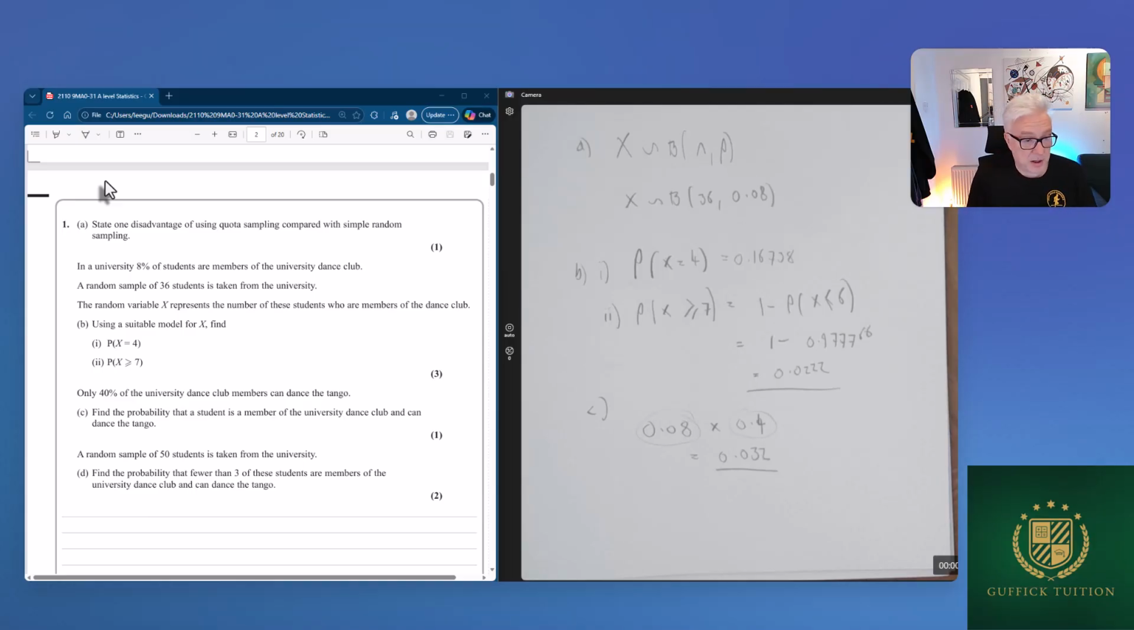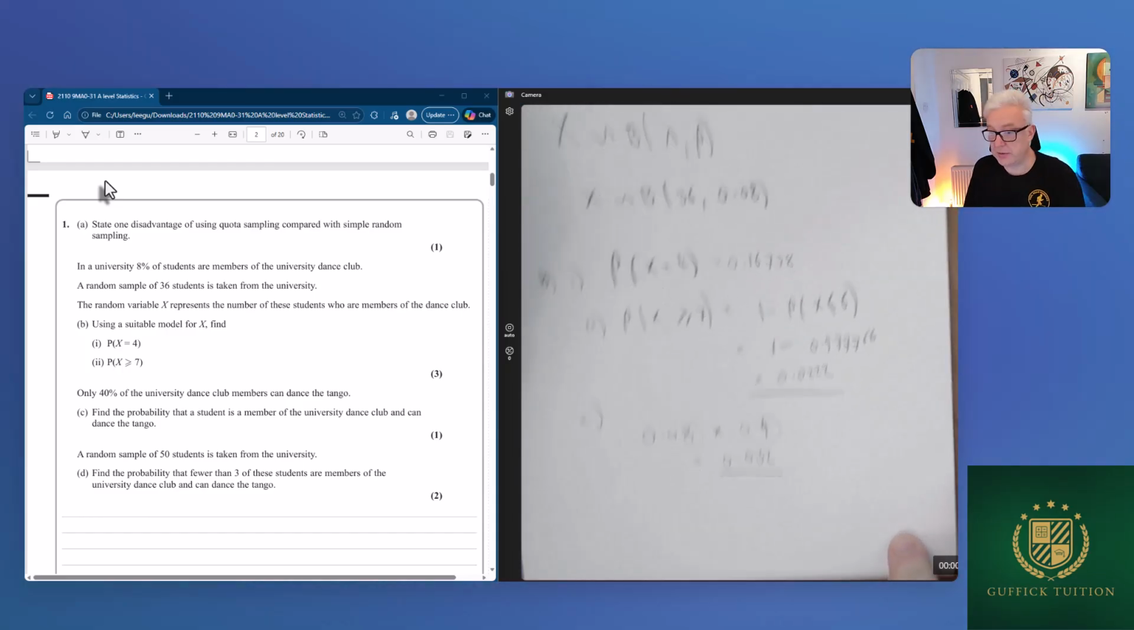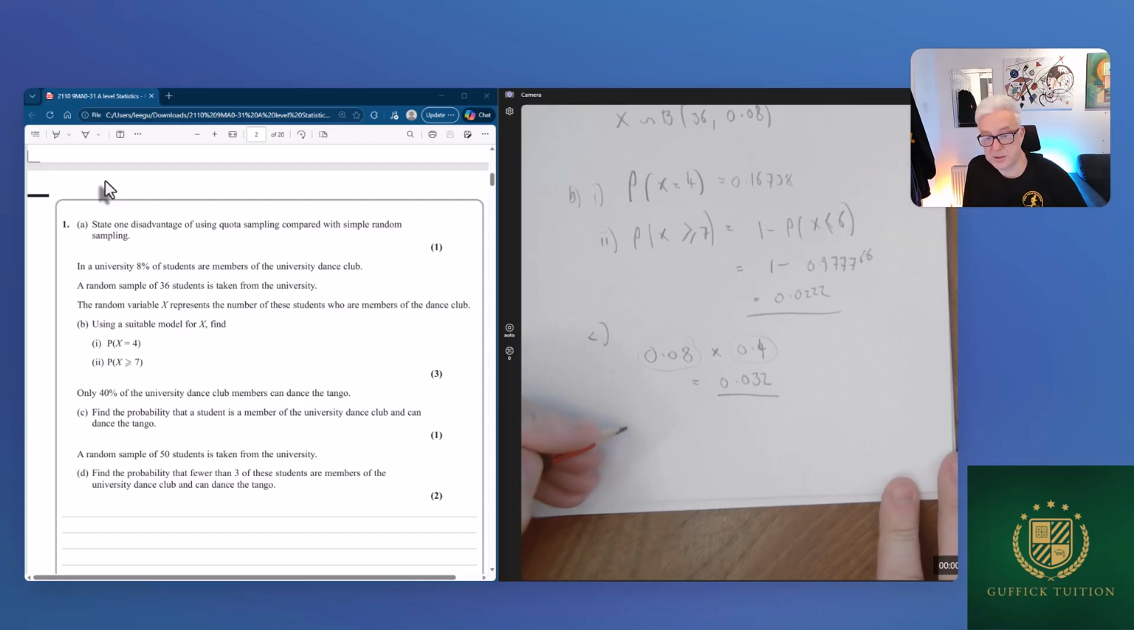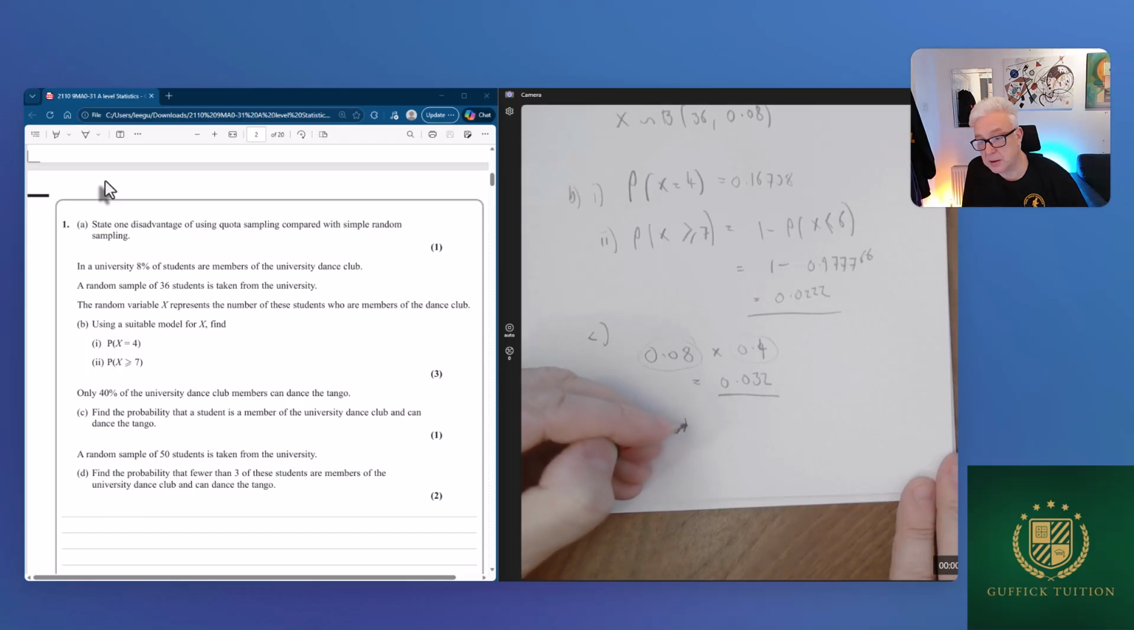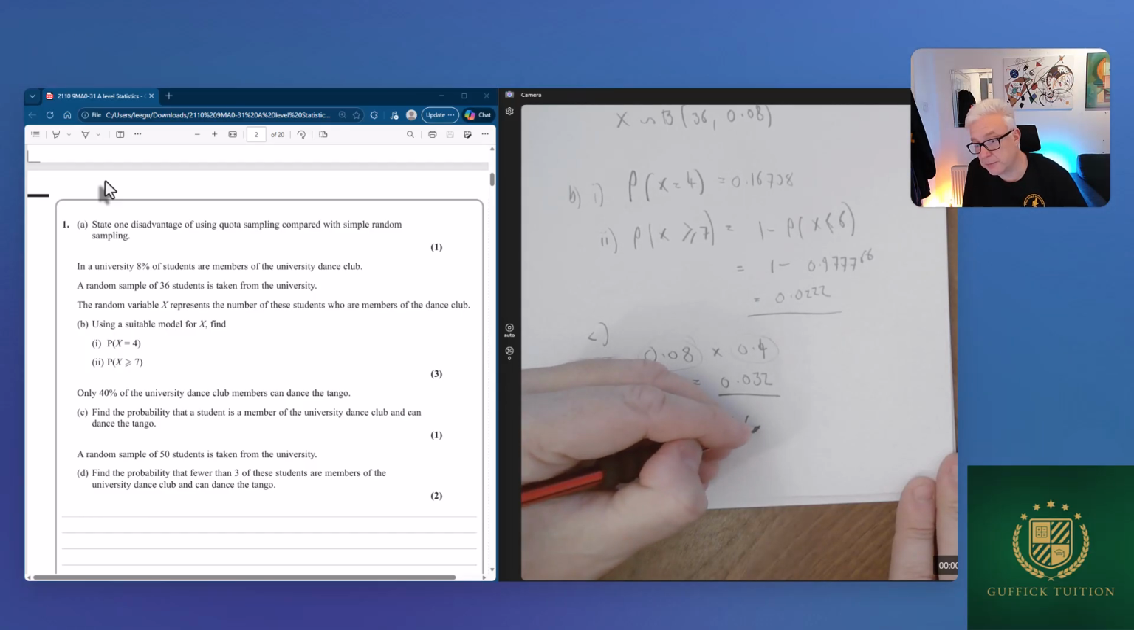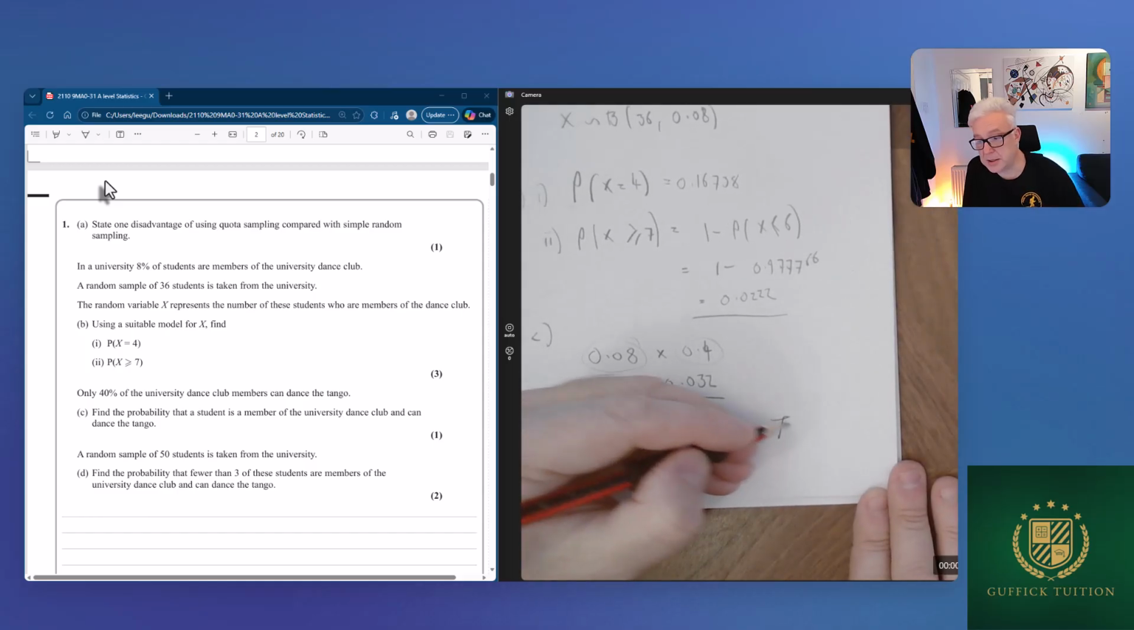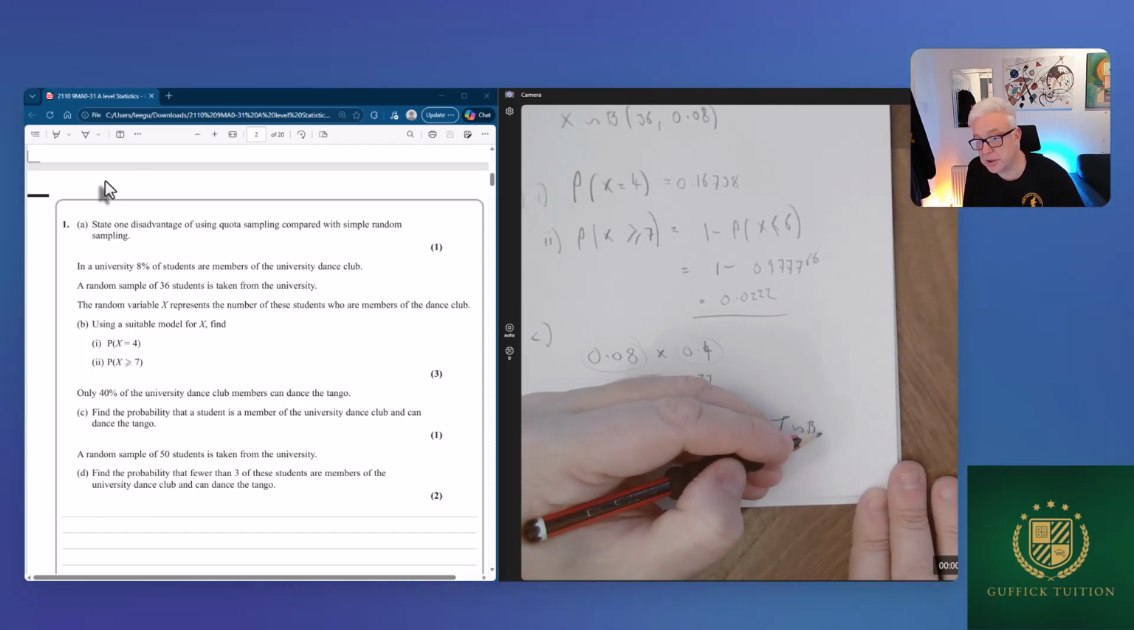Now, the last part of this question, it says a random sample of 50 students is taken from the university. Find the probability that fewer than 3 of these students are members of the dance club and they can do the tango. So let's have a look. Let's define a new variable. So we're going to basically say let T equal in the dance club plus tango. And this is going to be binomially distributed.